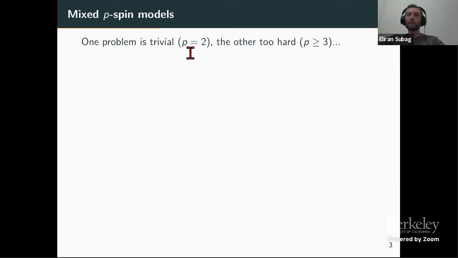Okay, so I told you about two problems. One is trivial when p is equal to 2, and the other we assume is too difficult to really optimize. And I want to talk about positive results in this talk, about cases where you can optimize.